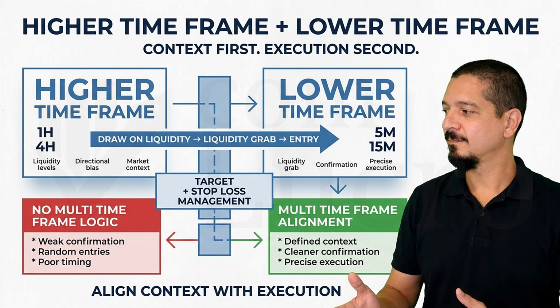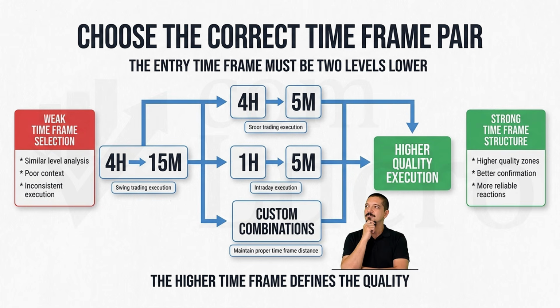From there, we move down to the lower time frame. At that level, the goal is to spot a liquidity grab that aligns with the direction of the draw on liquidity. Once that occurs, the trade is executed, and both the target and stop loss are set accordingly. Before moving to the charts, it is important to note that this trading plan is not restricted to a single time frame. That said, the entry time frame should always be 2 time frames lower than the higher time frame.